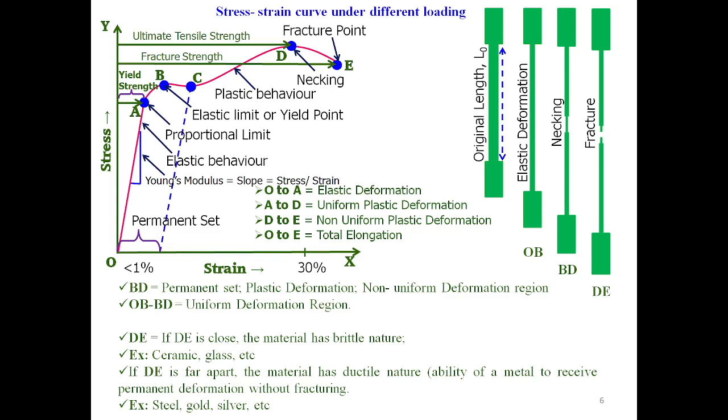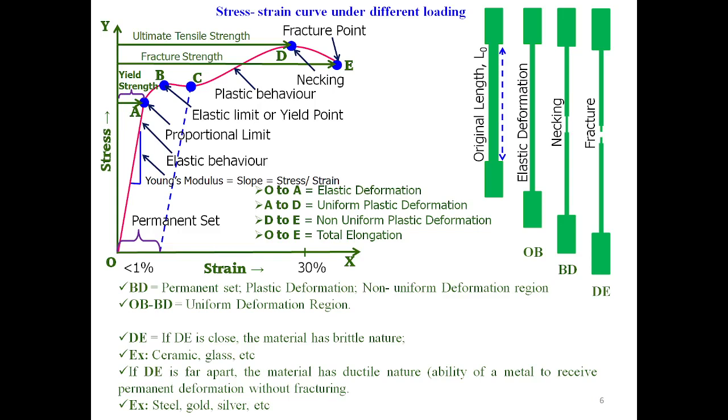In summary, in the OA region, the material stress is proportional to strain. AB is curvy and B is known as the elastic limit. In the BD region, the material has plastic behavior. The DE region determines the fracture or brittleness of the material. So the material undergoes different stress-strain properties when the load is increased.